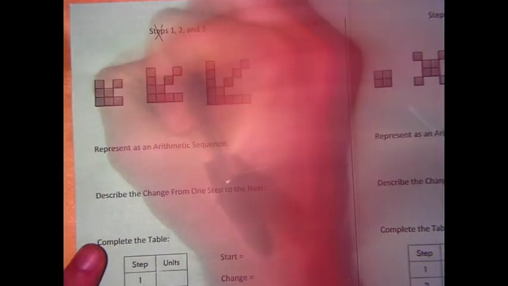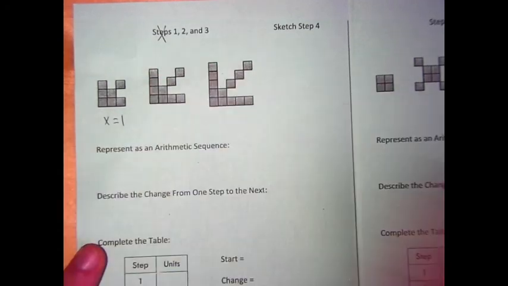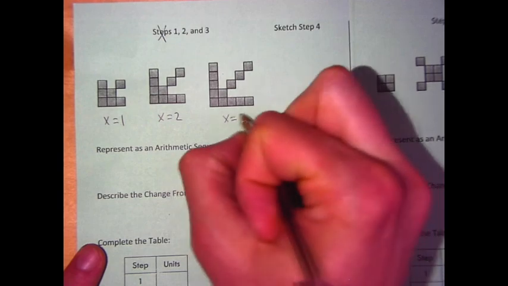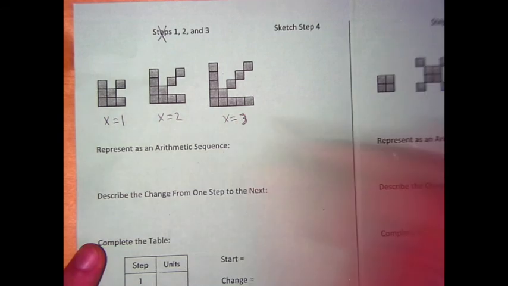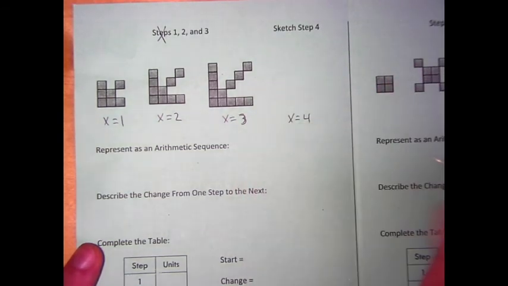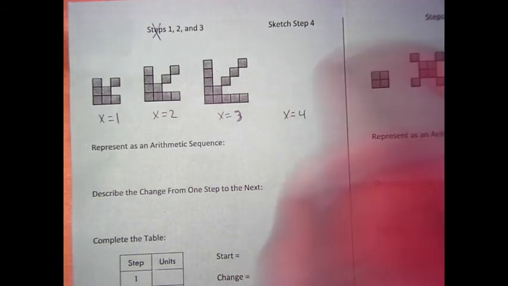I'm actually going to label, so the steps are going to be my x. Because what are they doing? They're changing, right? So I have x equals 1, x equals 2, and x equals 3. So what we want to find out is when x is on the fourth step, or when x is 4 steps, what would that picture look like?